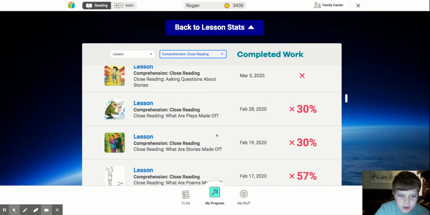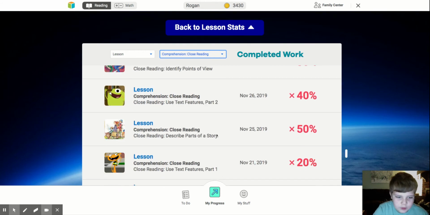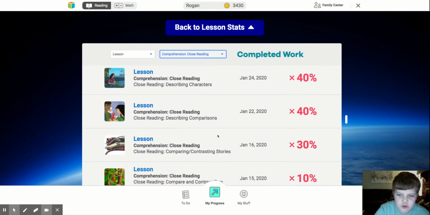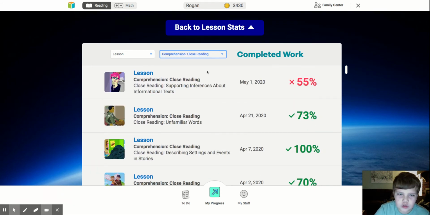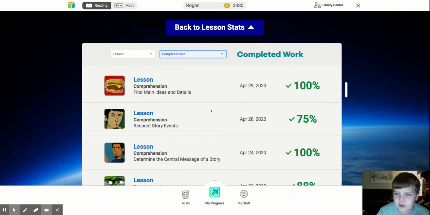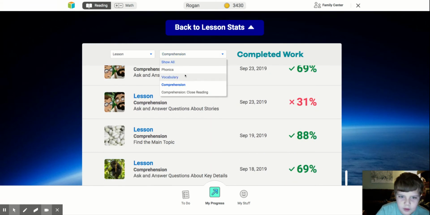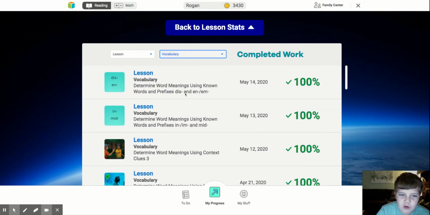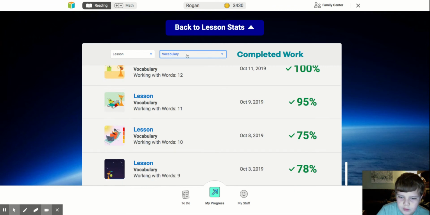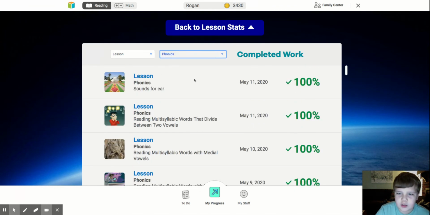Here it is, the ones I did so far. This is the ones I did so far. So good. It's the comparison I did so far. This is vocabulary I did so far. And it's the phonics I did so far.